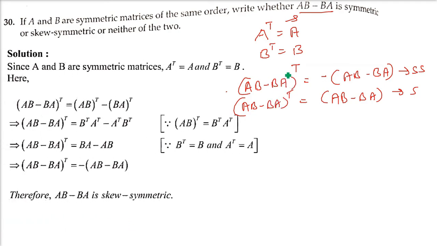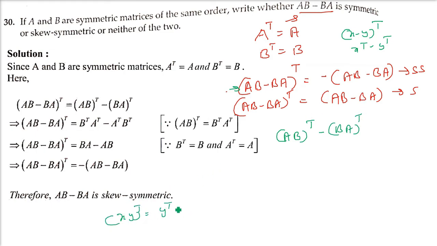So we'll take the transpose of this. Please remember, whenever we take X minus Y transpose, this is equivalent to X transpose minus Y transpose. So AB minus BA transpose is AB transpose minus BA transpose. Now, one more thing. If XY transpose we write, it will be Y transpose X transpose. This will come first. This will be B transpose A transpose minus A transpose B transpose.